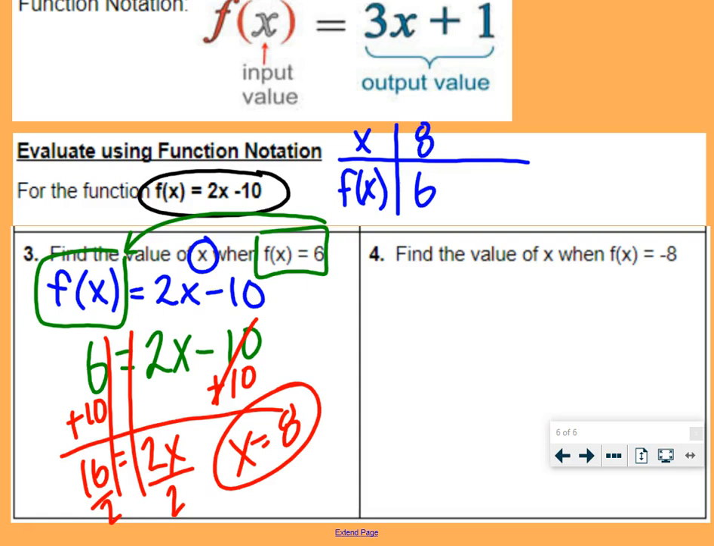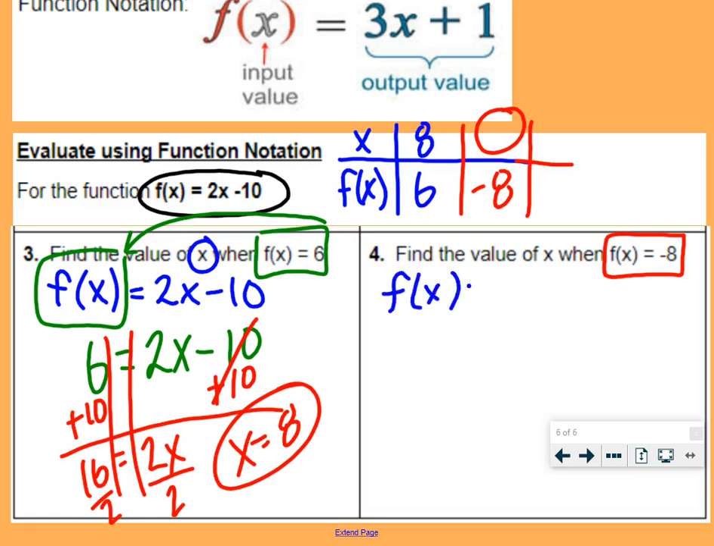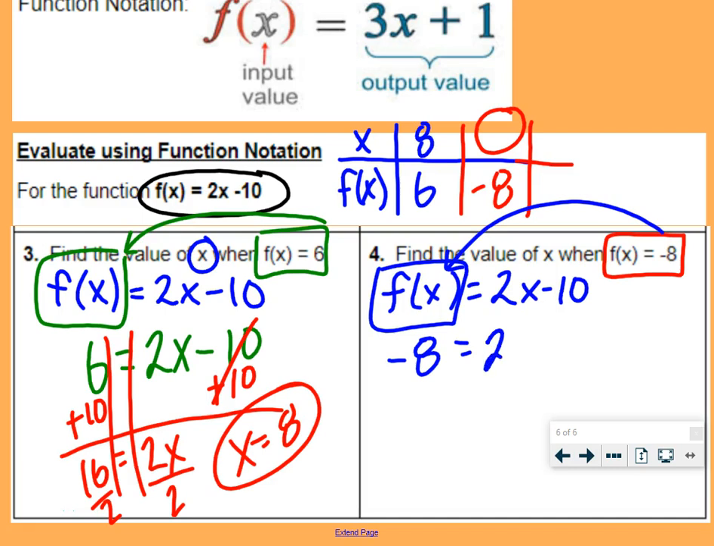Last example, find the value of x when f of x equals negative 8. Again, we know f of x equals negative 8. Now we need to know what does x equal. What is our input value when our output value is negative 8? So we say f of x equals 2x minus 10. We know f of x equals negative 8, so we can replace f of x with negative 8.